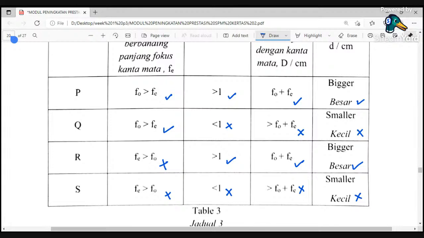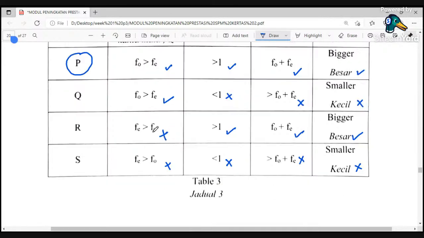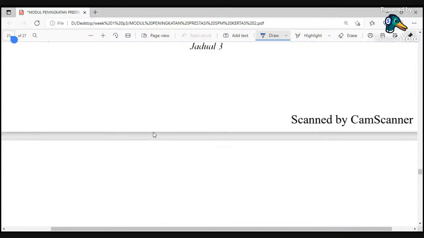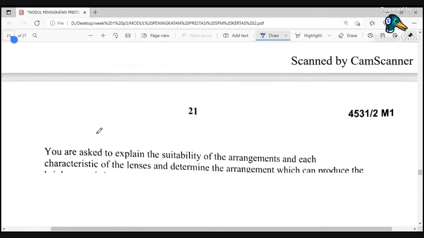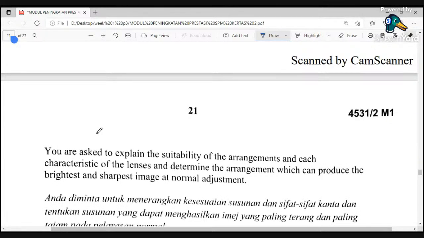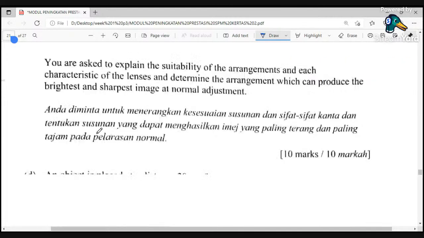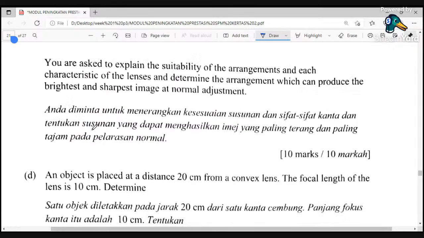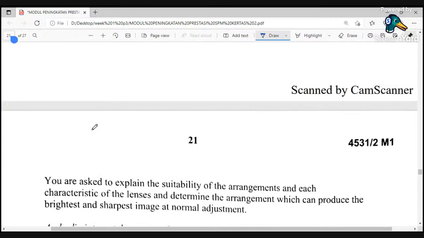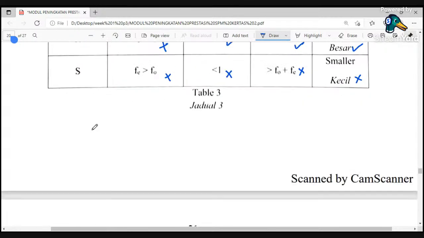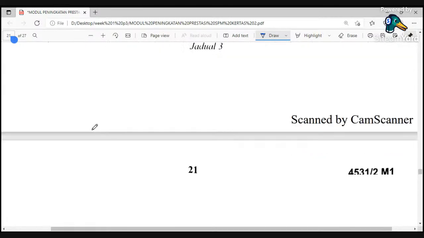So which one has the most ticks? From here you can see P has the most ticks, so we choose P. You choose first before you write the answer. Now you are going to describe a characteristic for P only. You can write in table form for this type of question. Write in table form, explain about P.